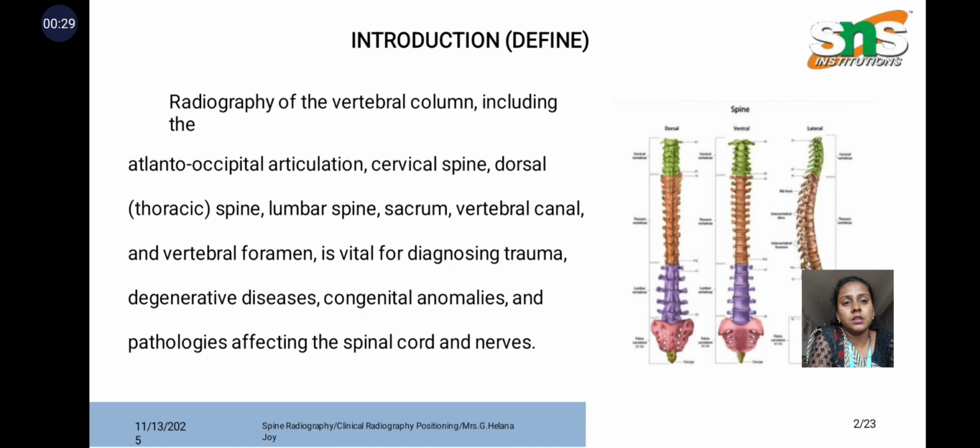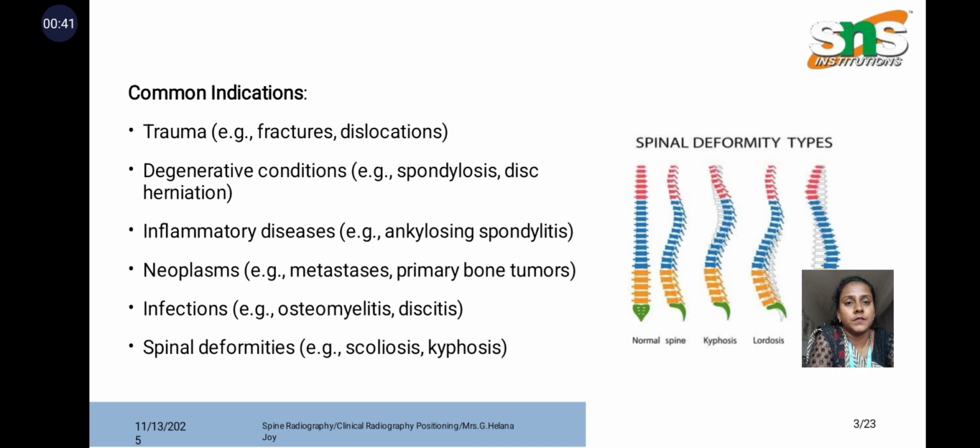This is the major X-ray taken for diagnosing trauma, degenerative diseases, congenital anomalies and some pathological conditions which affect the spinal cord and the spinal nerves. Some common indications for spine radiography are trauma, which includes fractures and dislocations, degenerative conditions, inflammatory diseases, neoplasm, described as metastasis or bone tumors, infections, and spinal deformities.